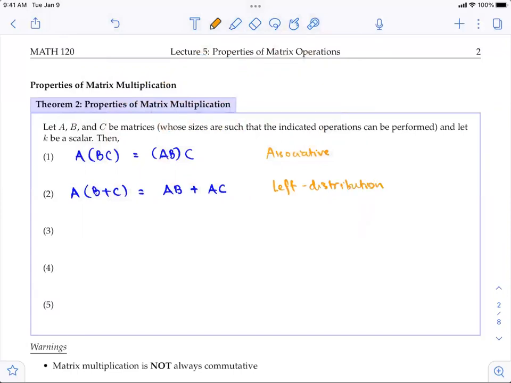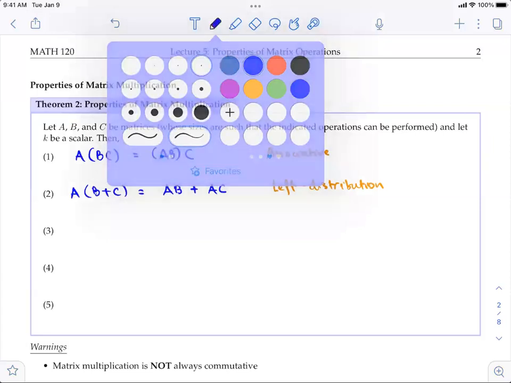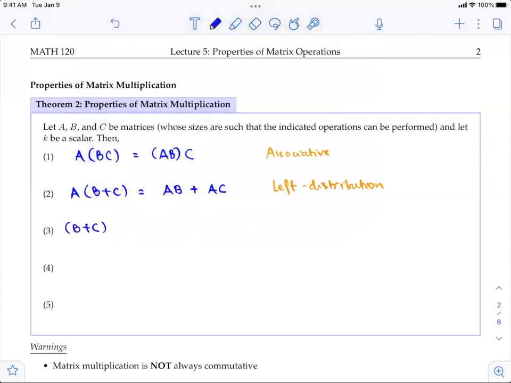Right, and this is quite important because you also have something called the right distribution. So (B plus C) times A, because now A is on the right of the sum B plus C. Therefore, when you do the distribution, A has to be on the right of B and on the right of C. So you get B times A plus C times A. This is the right distribution.